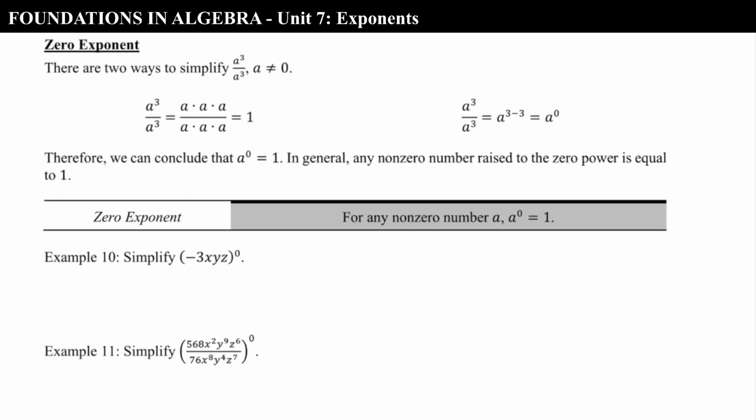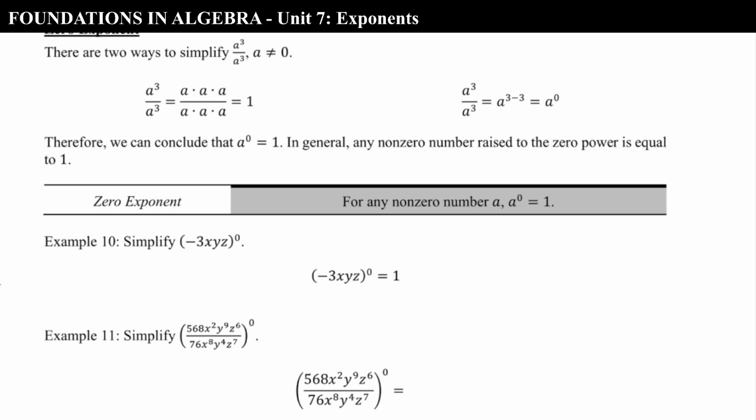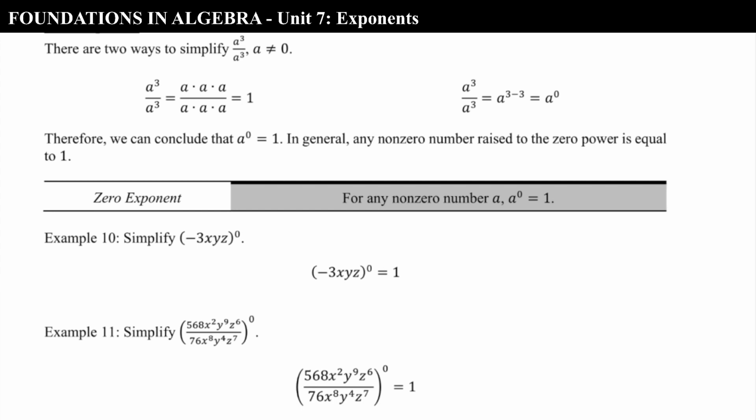So any number or any variable, as long as it's non-zero, taken to the 0 power is going to give you 1. So in example 10, if we take negative 3xyz and take all of that to the 0 power, you're going to get 1. That's it. It's as simple as that. In example 11, if we take all of that stuff that's in the parentheses and take it to the 0 power, you're going to have 1. It's that easy. So anytime you see anything to the 0 power, it is going to be 1.